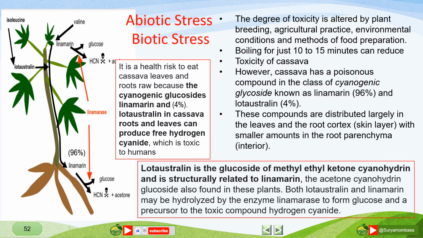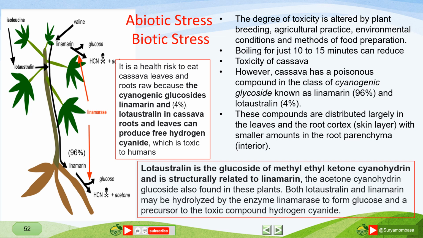The degree of toxicity is altered by plant breeding, agricultural practice, environmental conditions, and methods of food preparation. Boiling for just 10 to 15 minutes can reduce toxicity of cassava. However, cassava has a poisonous compound in the class of cyanogenic glycoside known as linamarin, 96%, and lotaustralin, 4%. These compounds are distributed largely in the leaves and the root cortex (skin layer), with smaller amounts in the root parenchyma (interior).